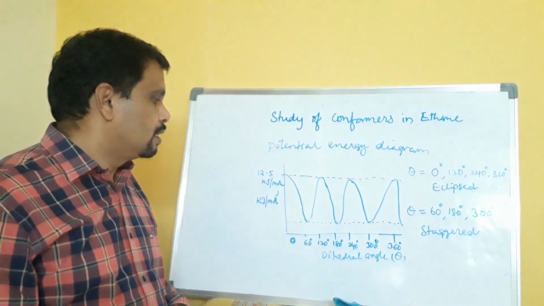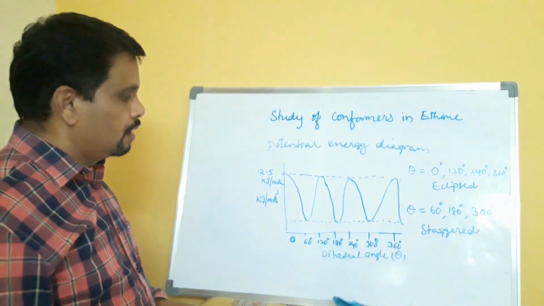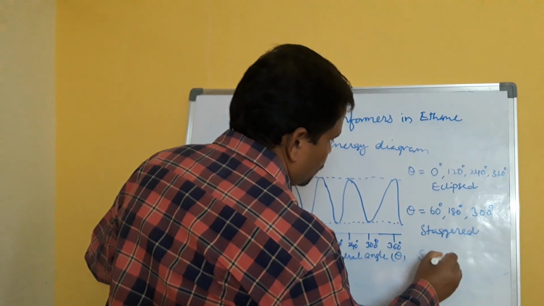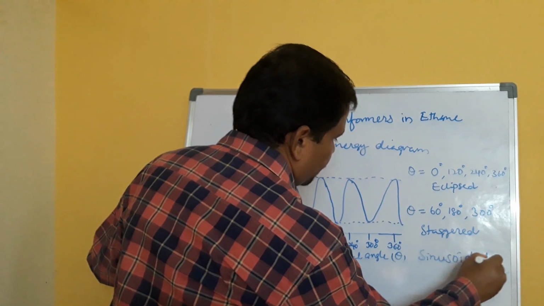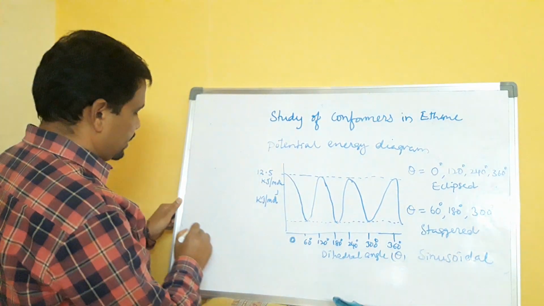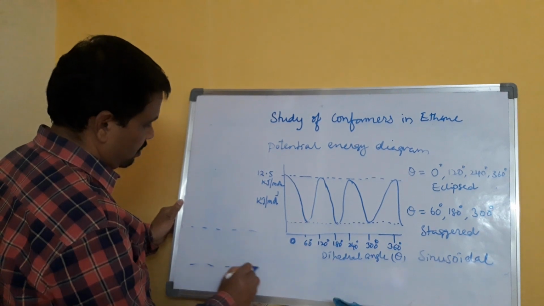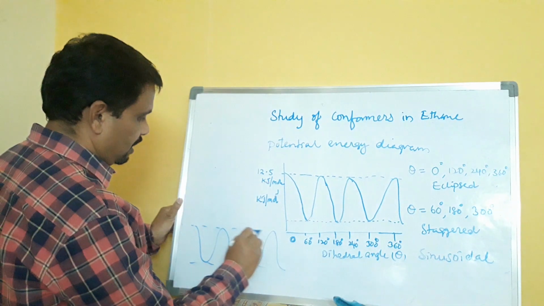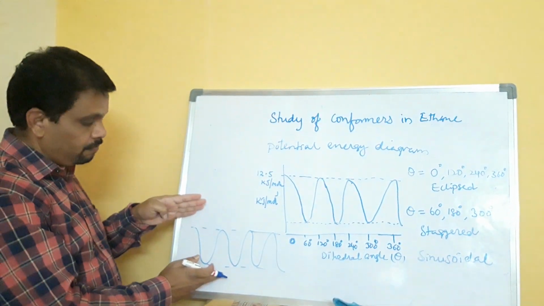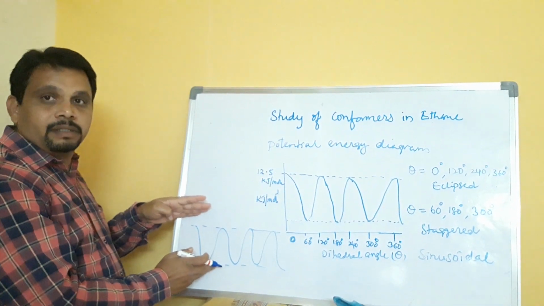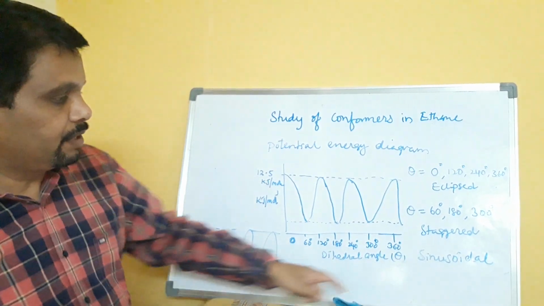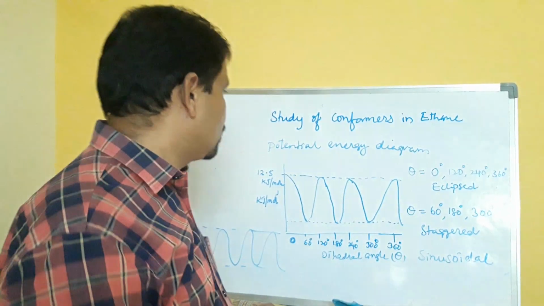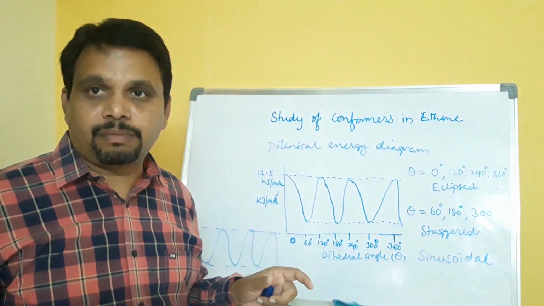Okay, this potential energy diagram is known as sinusoidal diagram. Okay, this kind of diagram can be known as sinusoidal. So this kind of waves or this kind of diagram can be called a sinusoidal diagram. Okay, sinusoidal. So this is about ethane conformers.